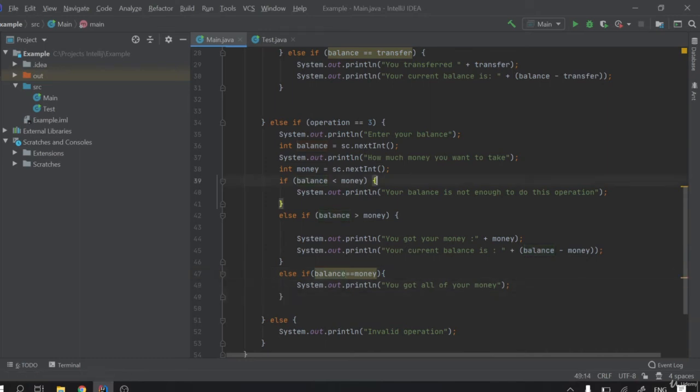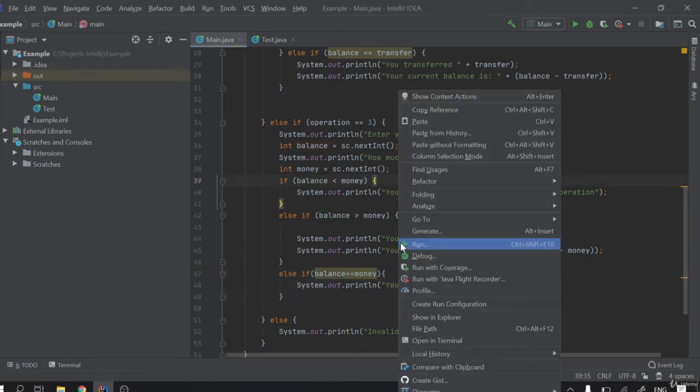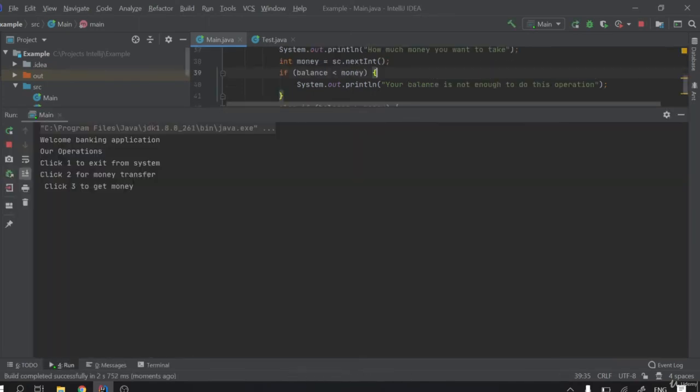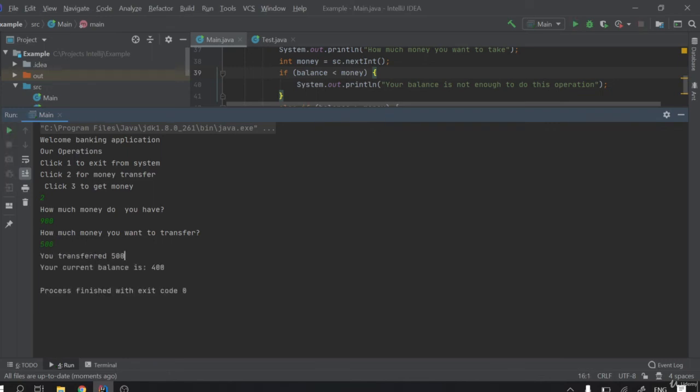And let's test our application. Right click and click run. So welcome to the banking application, our operation. So let's first of all test our first operation. We exit from the system. Let's write to money transfer. How much money do you have? 900. How much do you transfer? 500. You transferred 500, your current balance is this.